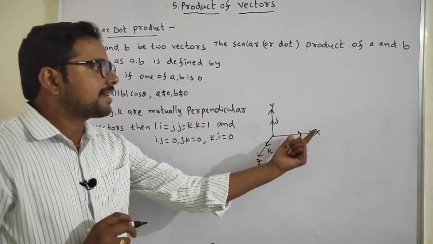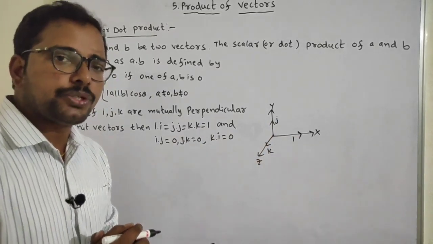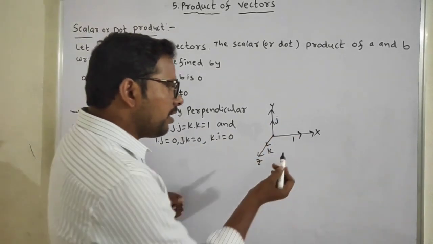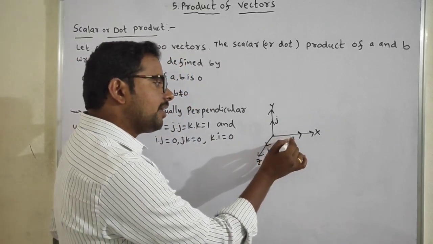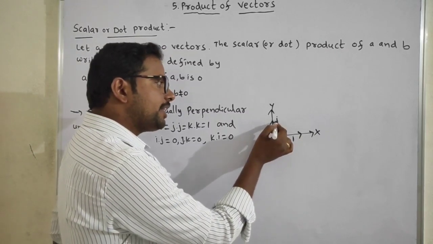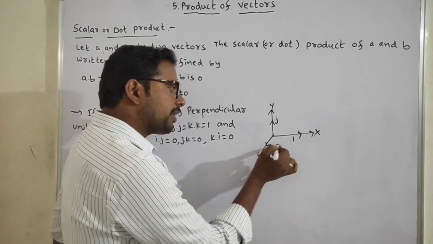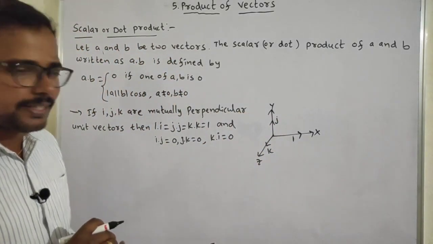Here x axis, y axis, z axis are mutually perpendicular కదా. Therefore unit vectors are also perpendicular to each other. unit vectors కూడా డెఫినెట్గా perpendicular to each other ఉంటాయి. And i is perpendicular to j, j is perpendicular to k, k is perpendicular to i. ఈ త్రీ వెక్టర్స్ ఆర్ మ్యూచువల్లీ పర్పెండిక్యులర్ యూనిట్ వెక్టర్స్.